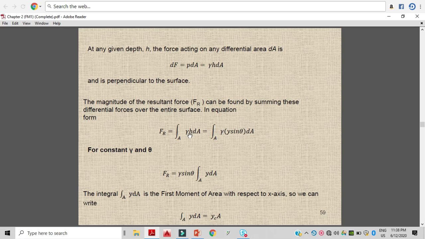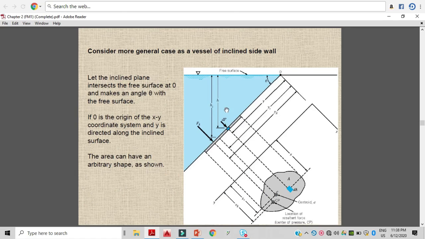So h we are going to replace with y sine theta. How is h equal to y sine theta? Let's go back to the previous slide. So this is the distance h. The small area we consider is at height h from the free surface.